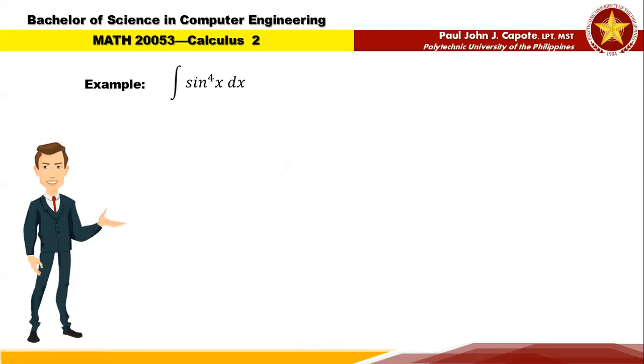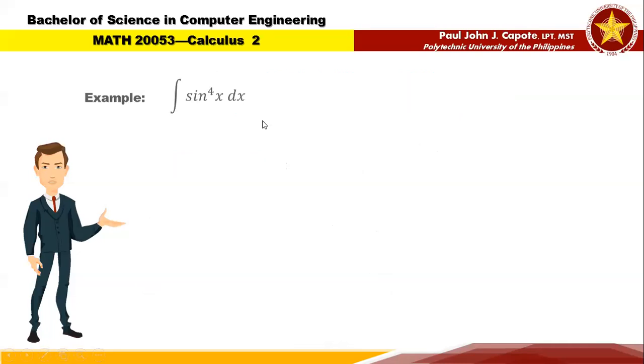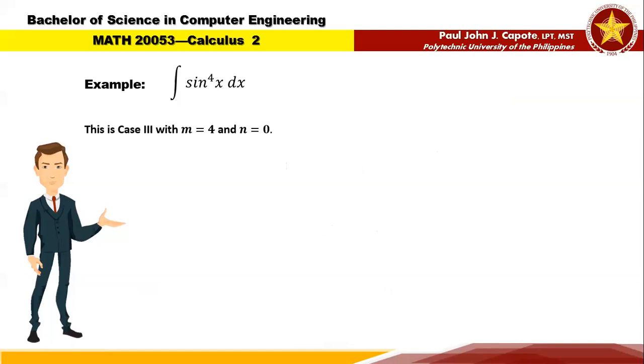For example, we have the integral of sine raised to 4 x dx. So, wala tayong function of cosine. Bakit kaya? Kasi sabi nga kanina sa case number 3, it's either one is positive and one is 0. Okay? So here, sa example na to, yung power ng cosine is 0. So, 1. Okay. So what to do here? So this is case number 3 with m equals 4 and n equals 0.